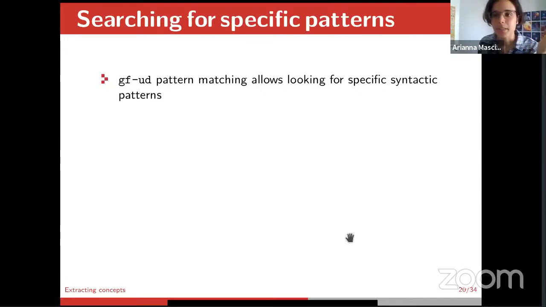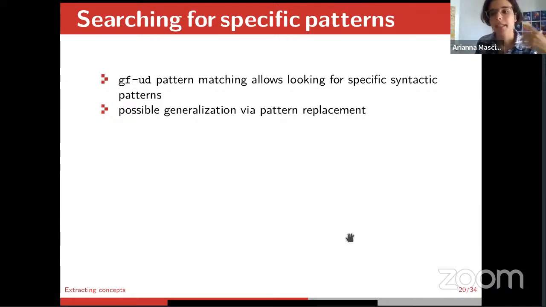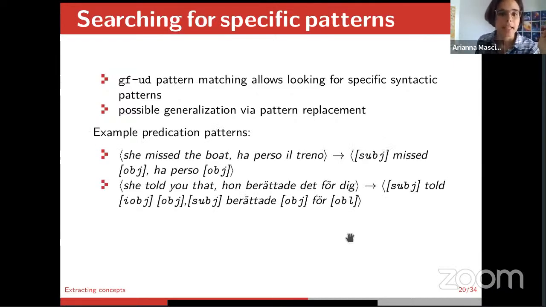Another thing we can do, this is a recent addition, is that we can search for specific patterns, so specific types of alignments. And this is the first way in which we use GFUD, because part of GFUD is very much UD and not so much GF. So there are tools for pattern matching in UD trees and pattern replacement in UD trees. And this allows us to, for instance, just look for noun phrase alignments or just verb phrase alignments, and even with pattern replacement to generalize them.